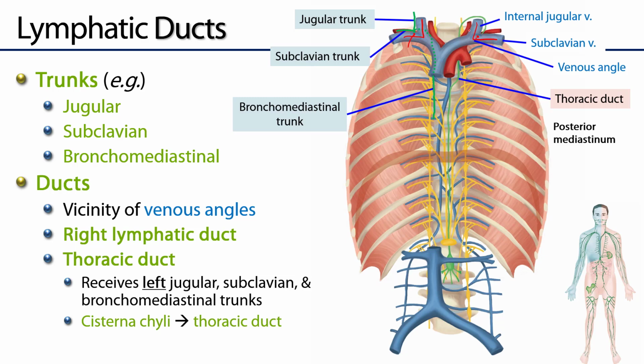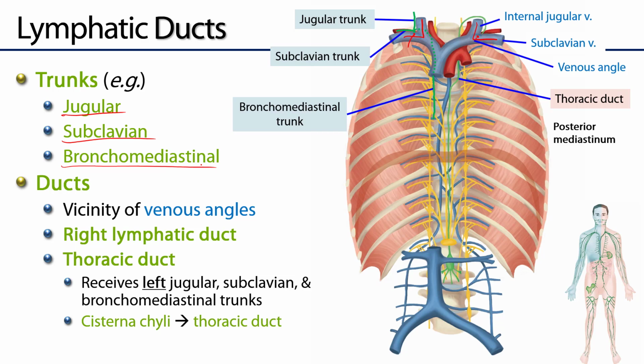Now, draining into these ducts very adjacent to the venous angles, and sometimes even draining into the vicinity of the venous angles independently of these ducts, are three major trunks. These include the jugular trunk, the subclavian trunk, and the bronchomediastinal trunk. These trunks are bilaterally paired, so we have both right and left series of these trunks.